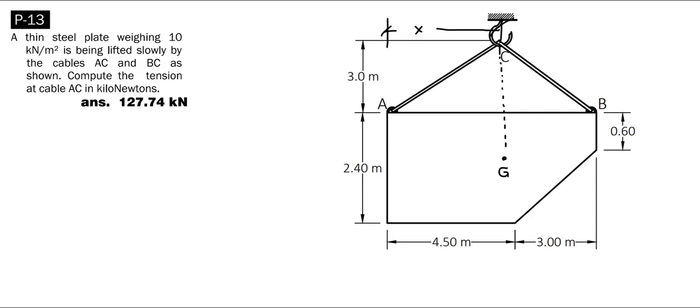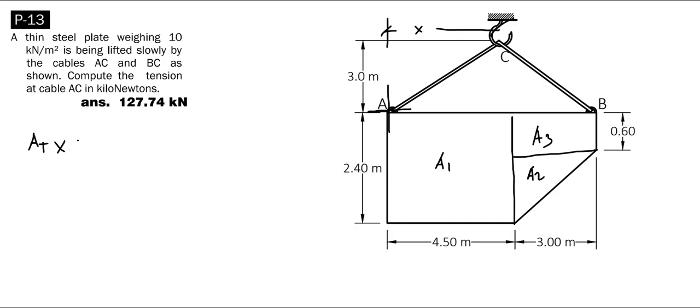First, we need to break down this figure into simpler shapes of rectangles and triangles. Let's call this area 1, this one area 2, and this one area 3. Let's take point A to be our reference axis. Now to solve for x using Varignon's theorem, the total area times x is equal to the summation of all areas times their corresponding centroids.